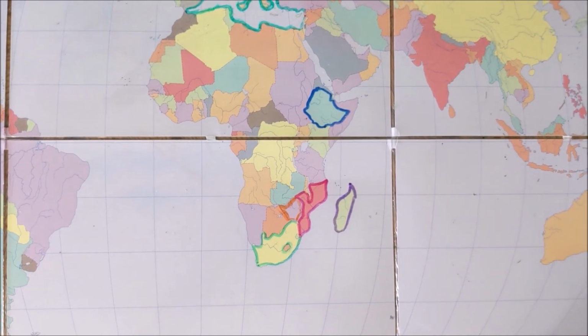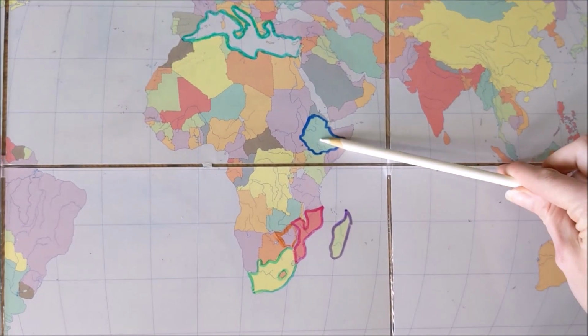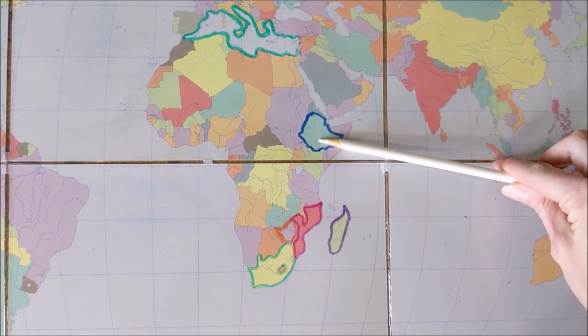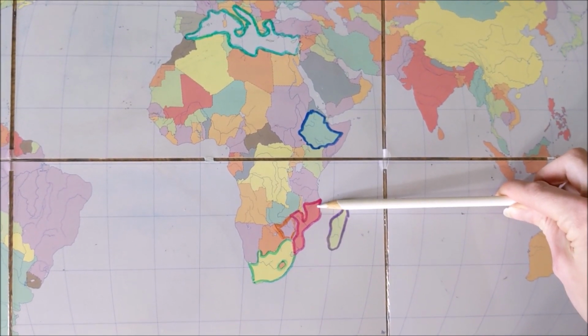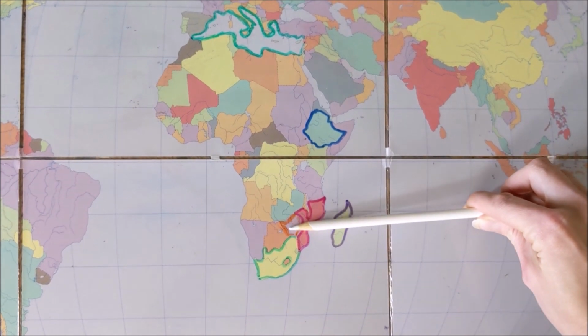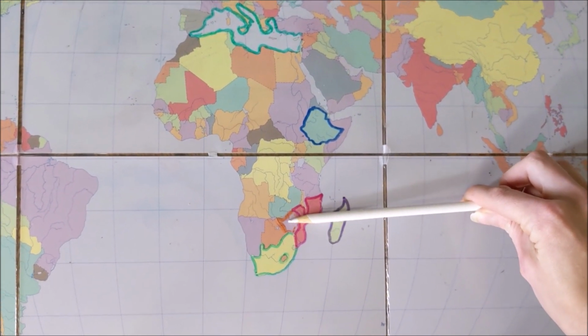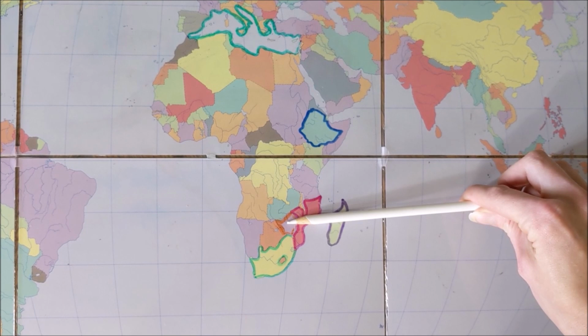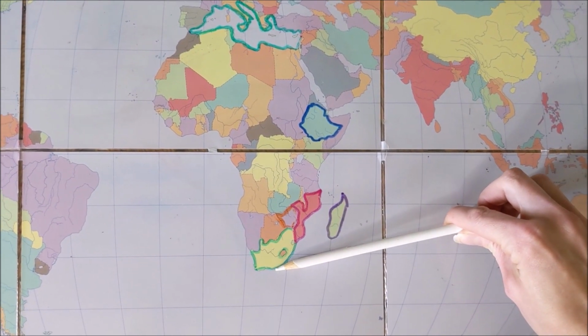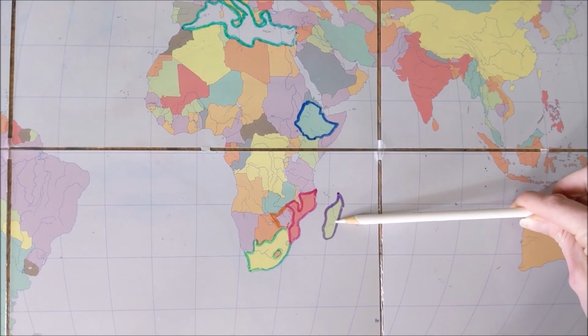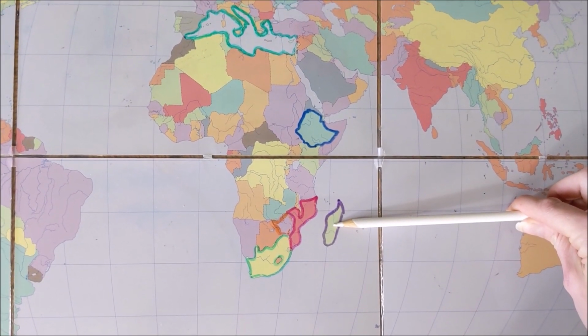Okay, one more time. African countries, Ethiopia, rounded with a point, Mozambique makes a Y, with Zimbabwe curled up beside. South Africa is on the tip of the continent. Madagascar is the island, you may have heard of it.